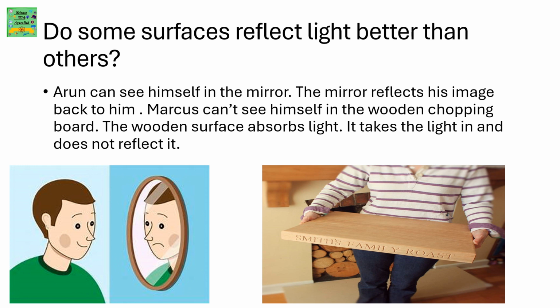Do some surfaces reflect light better than others? Arun can see himself in the mirror. The mirror reflects his image back to him. Marcus can't see himself in the wooden chopping board. The wooden surface absorbs light. It takes the light in and does not reflect it.